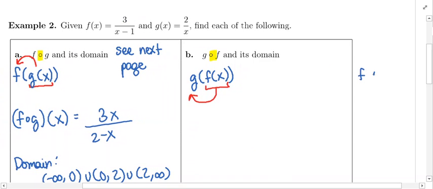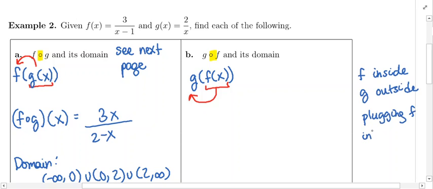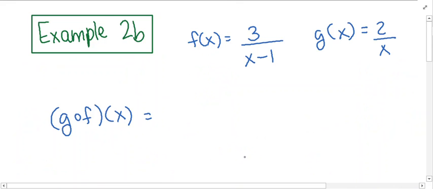f is our inside function. g is our outside function. So we are plugging f into g. Again, I'm going to do this on a separate sheet of paper because it takes some room. I've already got all our necessary information written down. Again, we're trying to form g of f of x, and we will be plugging f into g.